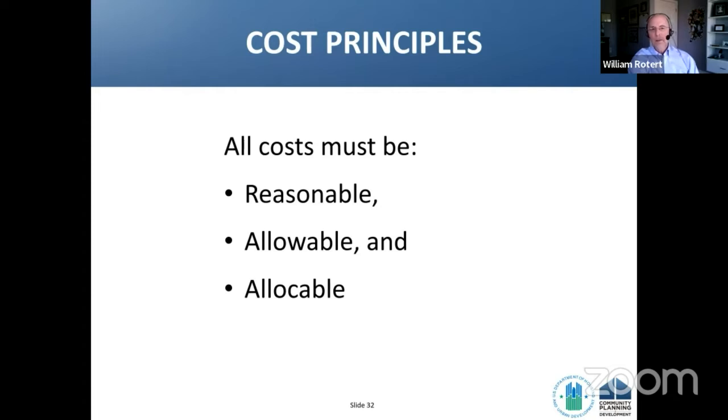Okay, that set of rules is fairly broad and it covers a variety of things. And we'll talk about them in some detail here. It begins with the premise that all costs must meet 3 specific tests. All costs must be reasonable. All costs must be allowable under that particular program or grant. And all costs must be allocable. And we'll discuss exactly what we mean by that in a minute. Okay, next slide.